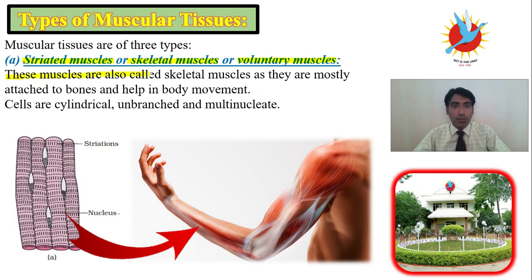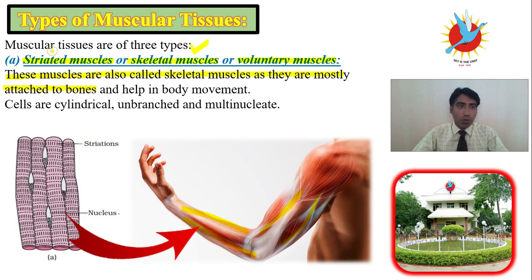These muscles are known as skeletal muscle as they are mostly attached to the bone. Here in this diagram you can see that these muscles remain attached with the bones in our biceps and triceps, the muscles present around the ribs, and inside our leg. So these muscles always remain attached with the bone. That is why they are called skeletal muscle.